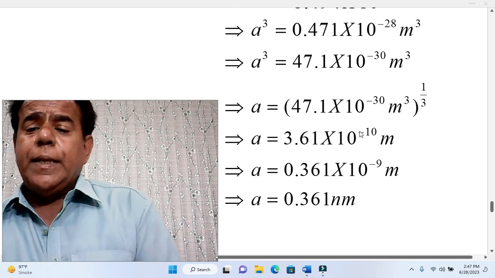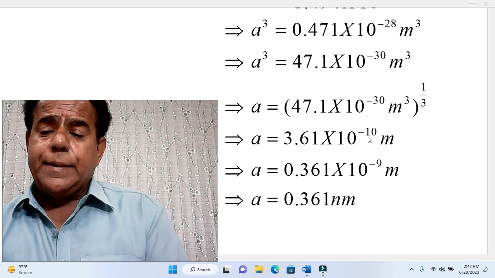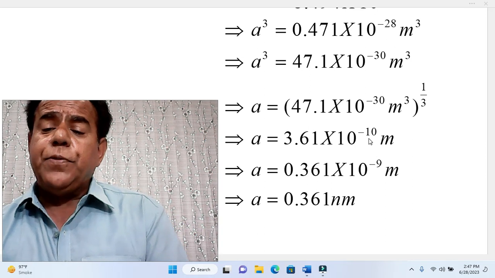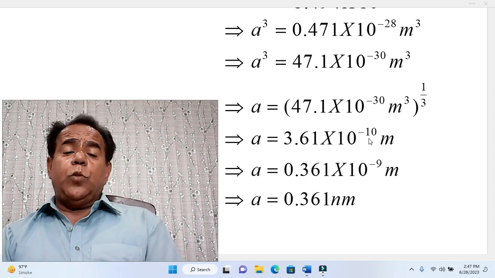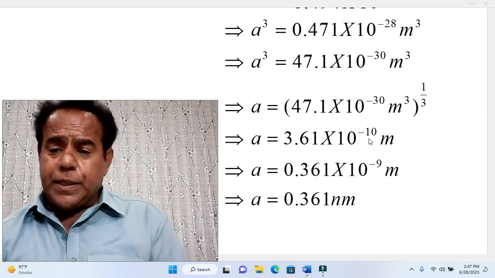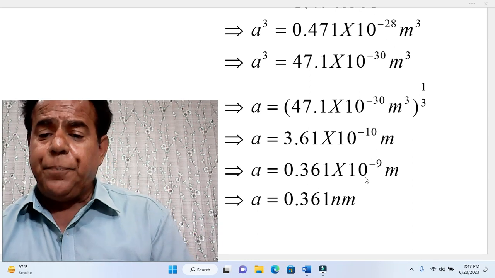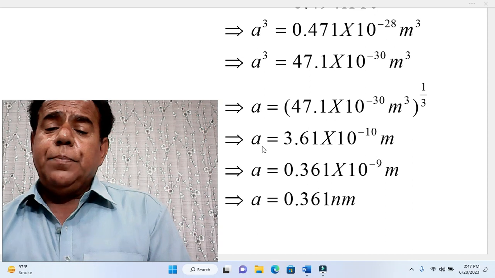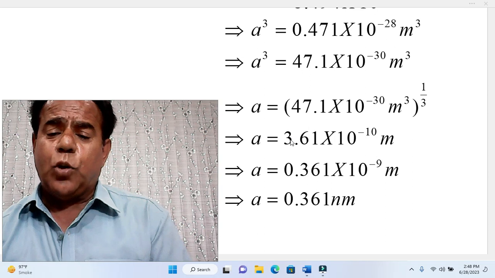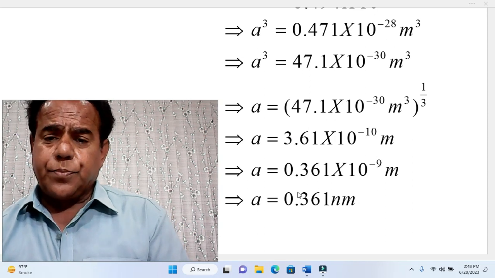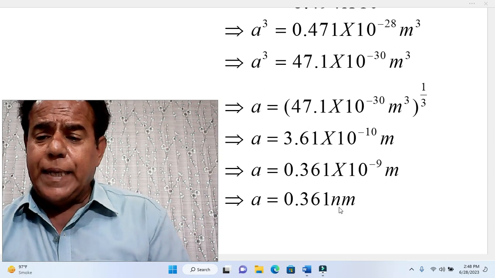Next step is that we change this 10 raised to the power minus 10 into 10 raised to the power minus 9, because we know that 10 raised to the power minus 9 is nano, denoted by small n. If we convert this, we will succeed in changing this expression into a reasonable form. So here a will become equal to 0.361 nanometer.